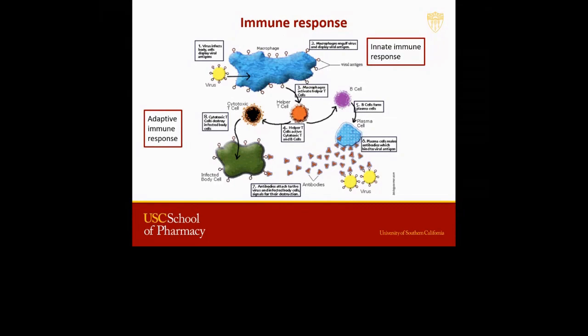For the other pathway, the helper T cell will further activate the cytotoxic T cells, and the cytotoxic T cell will directly kill the infected cells. This is just a brief mechanism of the immune responses. When it involves B cells and T cells, that's what we know as the adaptive immune responses.